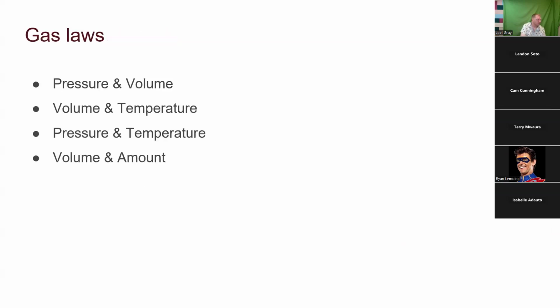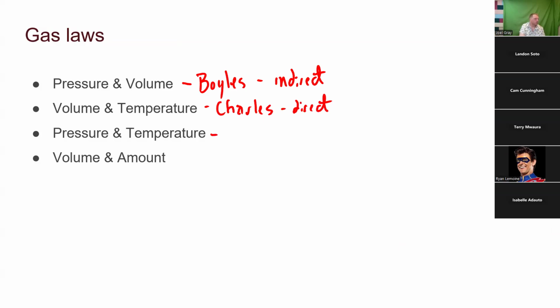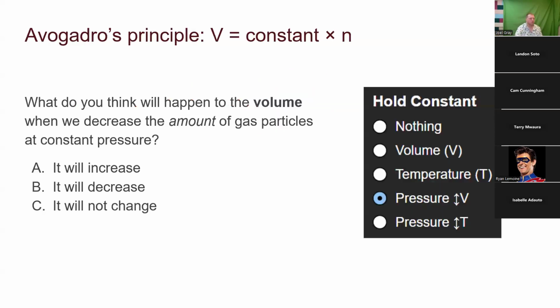Now, the way that I think is appropriate to look at this is, I'm going to go with Boyle's, this is indirect. This is Charles, direct. GL for Gay-Lussac, and that is direct. And our last law is Avogadro's principle, or Avogadro's law. And this says there's a relationship between volume of a gas and the n, or the amount of a gas. The way that I always visualize this, we're going to see on the next slide. But if you add more gas, will that more gas need more space? Yeah, definitely.